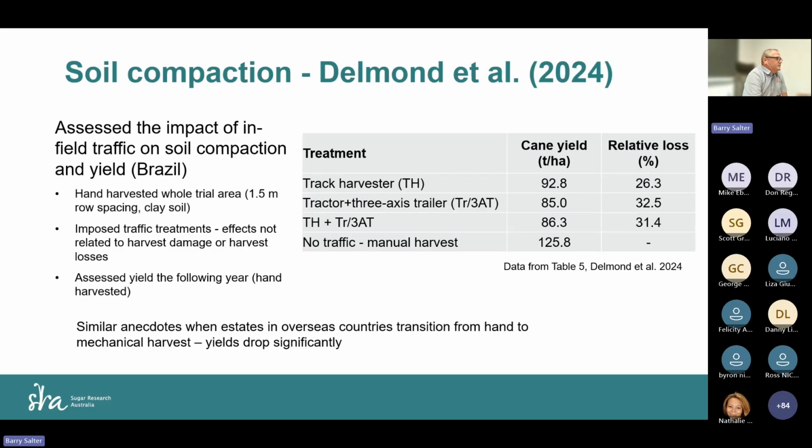And over the years, we've heard similar anecdotes from overseas, where you might have an estate that's converting from hand harvesting to mechanical harvesting. You hear the anecdote that the yields drop significantly in the mechanically harvested section. And some of those estates start wondering whether or not this was a change they should actually be making.